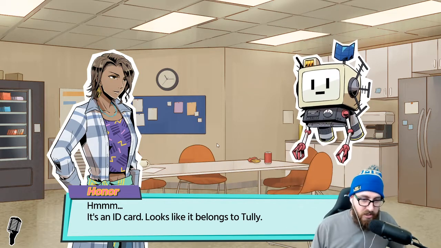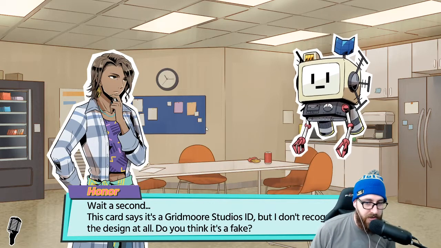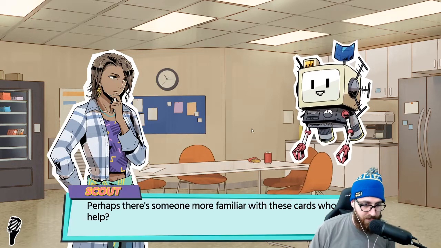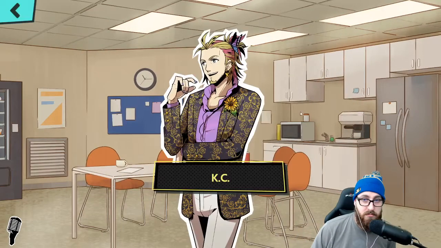All right. Looks like it belongs to Tully. He seems to be quite forgetful with his belongings. Wait a second. This card says Grittenmore Studios ID, but I don't recognize the design at all. Do you think it's a fake? Sorry, Honor. I have no reference to compare against. Perhaps there's someone more familiar with these cards who can help. Perhaps.